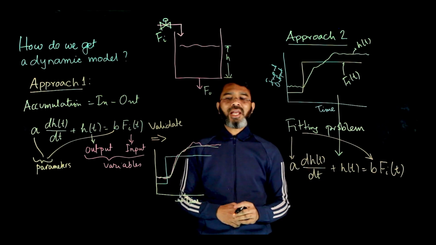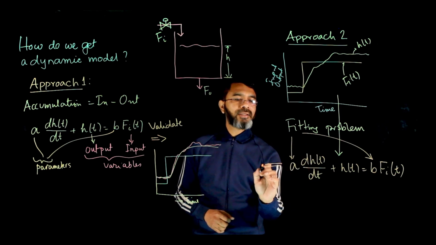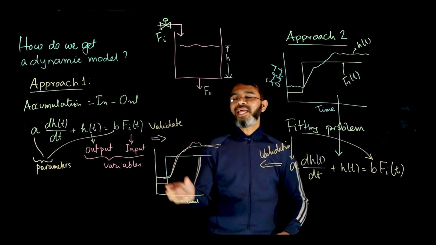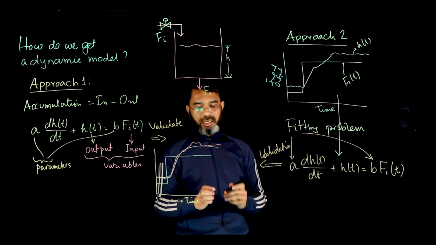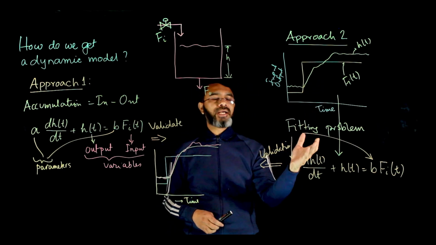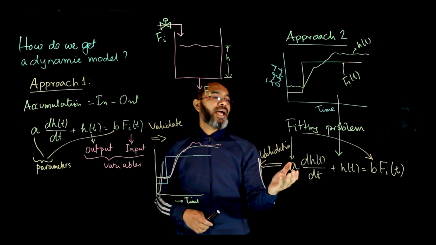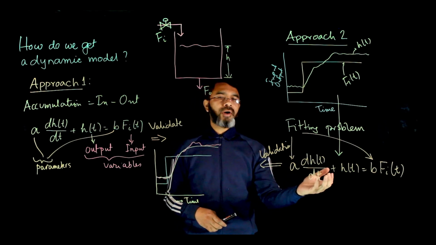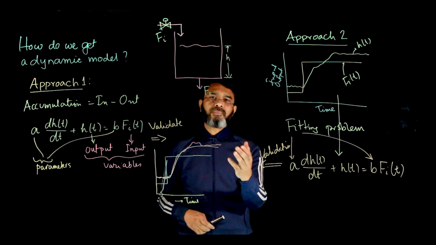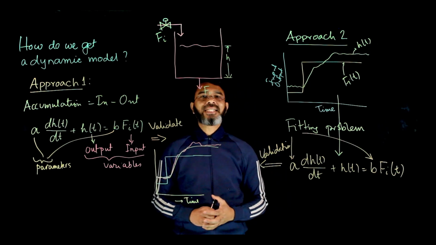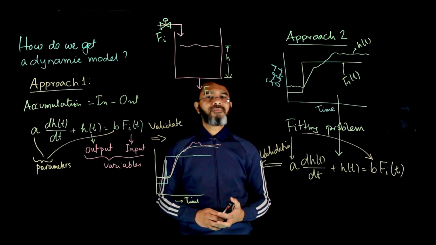Now from there, how do we validate? So for validation again, we get another set of data, typically not the data set that we used to get the model. We get another set of data and again look at the prediction of the model for that particular set, and if the prediction of the model matches the data set, we say that the model is validated.